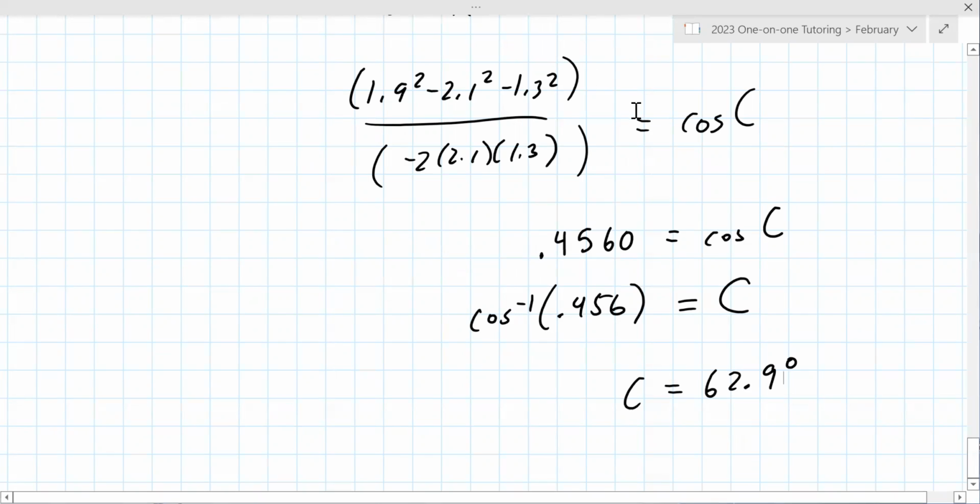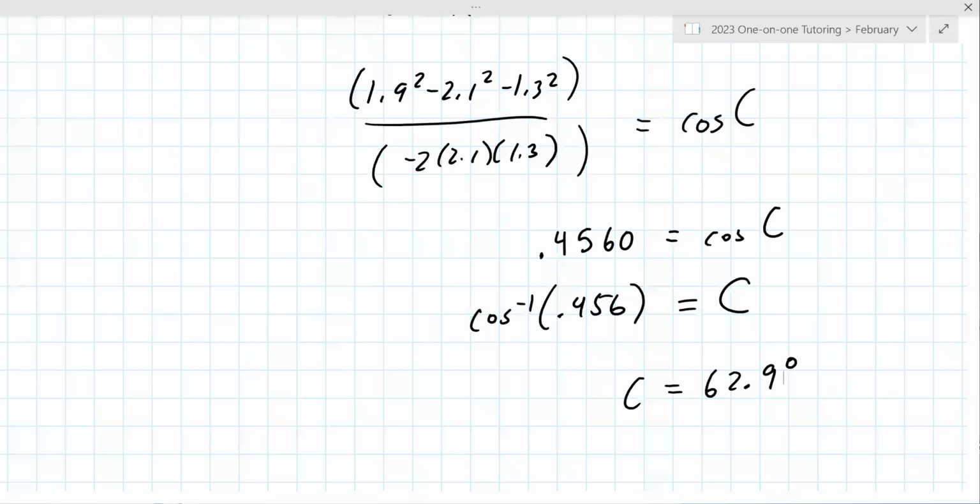Law of Cosines. 6. Yeah. Excellent. Okay, I'm going to stop the recording here.